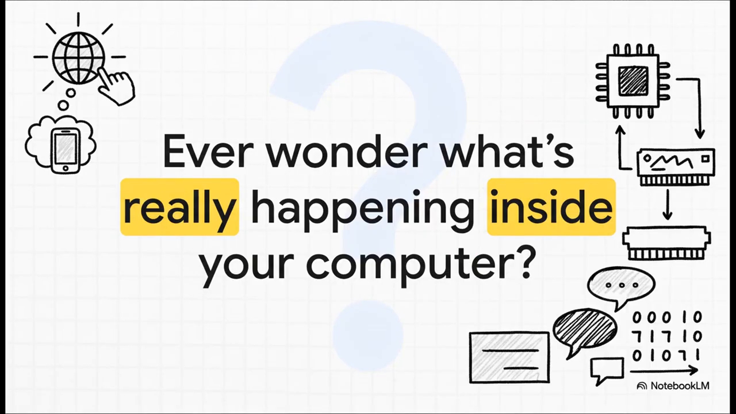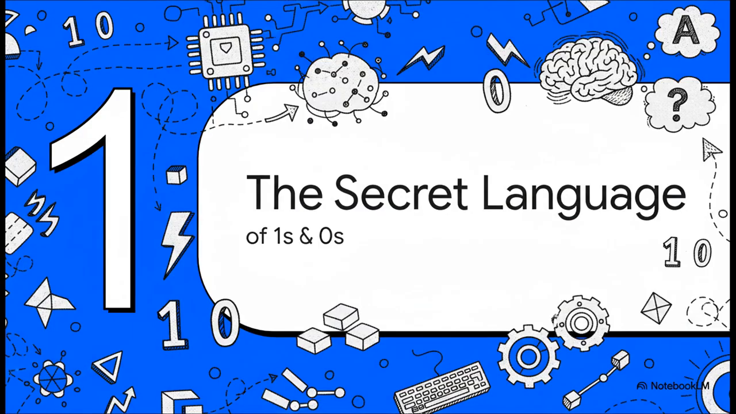I mean, have you ever really stopped to think about it? Every time you tap an icon or type a sentence, there's this incredibly complex dance of events happening in a flash. But how does it all work? What's actually going on under the hood? Well, we're going to answer that, and we're starting with the most basic thing of all: the language your computer speaks. So before we can meet the hardware, we have to understand its language.